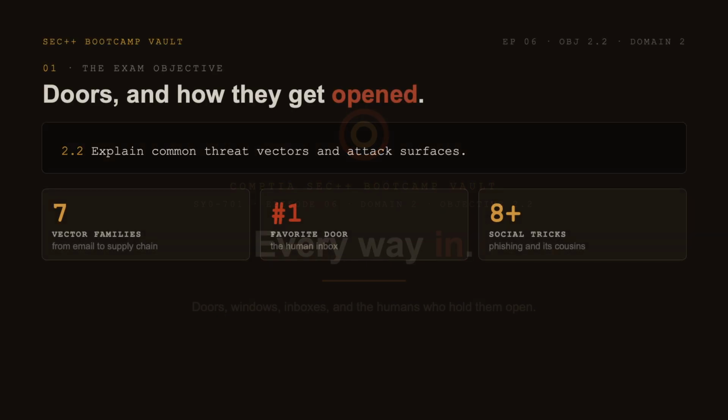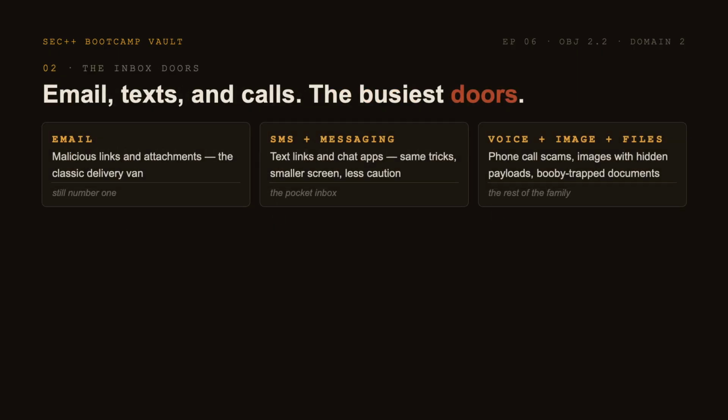Let us go. Objective 2.2 says, explain common threat vectors and attack surfaces. Two words first. The attack surface is everything exposed, every port, account, device, and person that could be attacked. A threat vector is the specific path the attacker actually uses. Shrink the surface. Watch the vectors. The exam mostly tests whether you can name the vector in a story, and more than anything, whether you can tell the social engineering tricks apart. That is where we will spend the most time.